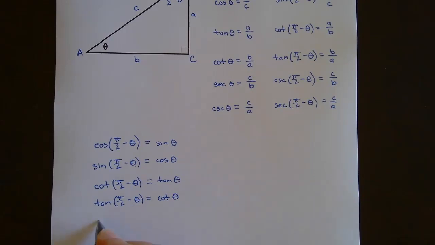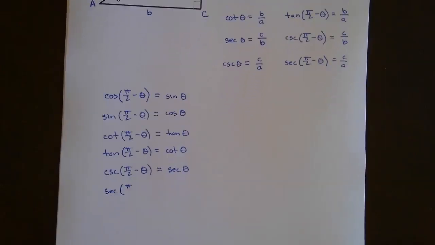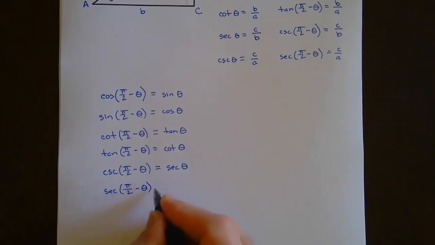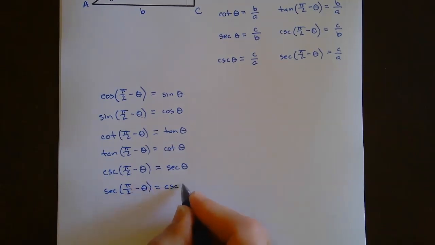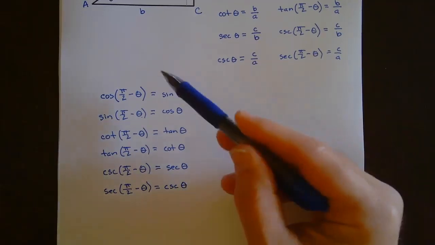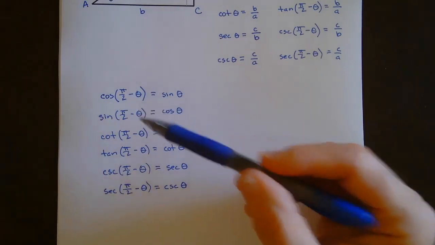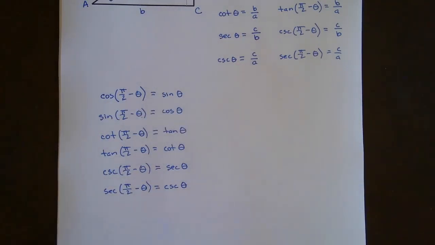If we have cosecant of pi over 2 minus theta, that could be replaced with secant theta. And then secant of pi over 2 minus theta would be equivalent to cosecant of angle theta. Every time you see one of these, it has to be pi over 2 minus theta, it cannot be theta minus pi over 2, at least not yet. We're going to find a way to switch this, but right now we can't.